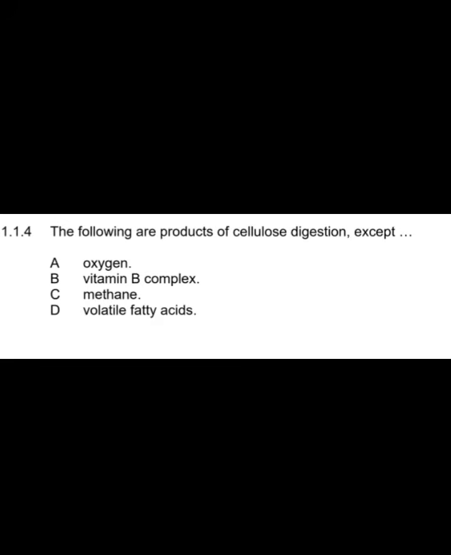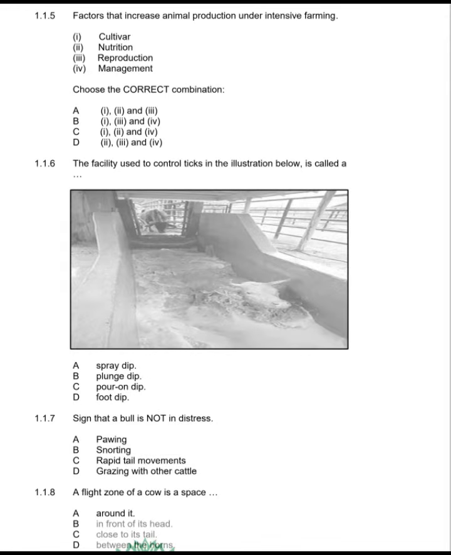1.1.5d is 2, 3, and 4: nutrition, reproduction, and management that increase animal production in intensive farming. 1.1.6b is a plunge dip, regarded as a method of dipping animals to control external parasites.